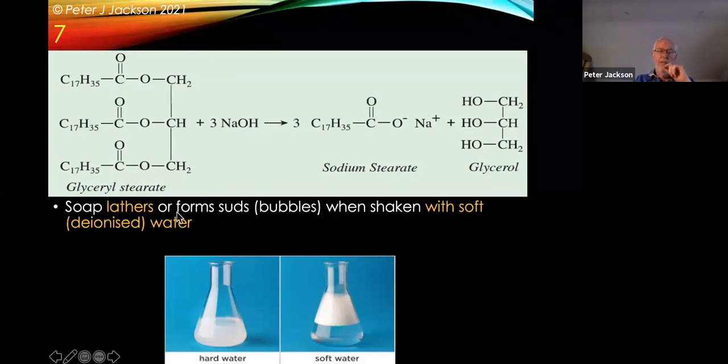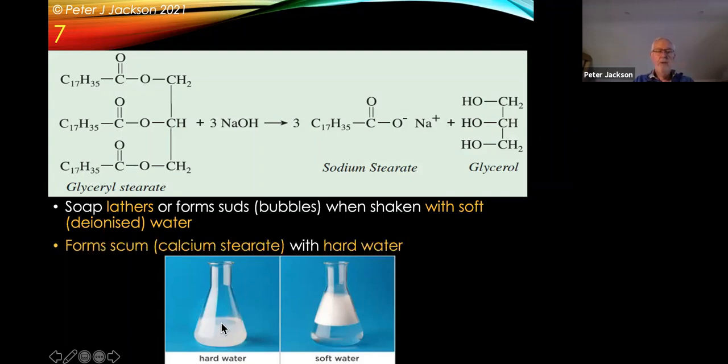Soap lathers or forms suds or bubbles when shaken with soft or deionized water. Right, there's the suds with the deionized water. With hard water, you get the formation of a scum. Right, it forms a scum, which is calcium or indeed magnesium stearate with hard water.